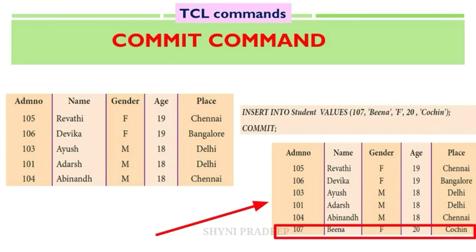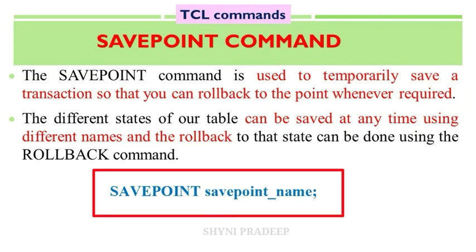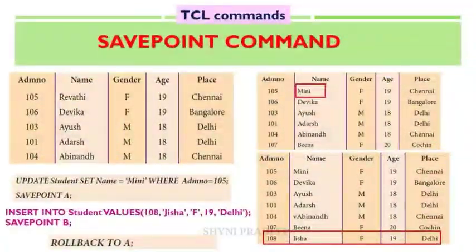Okay. Next command is save point command. This save point command is used to temporarily save the transaction so that you can roll back to that point whenever required. You can restore at any time using rollback command. Okay. So this is the syntax: savepoint name. See this example. If you want to update the name which belongs to admission number 105, you have to update like this. Name is equal to Mini. So name is changed here.